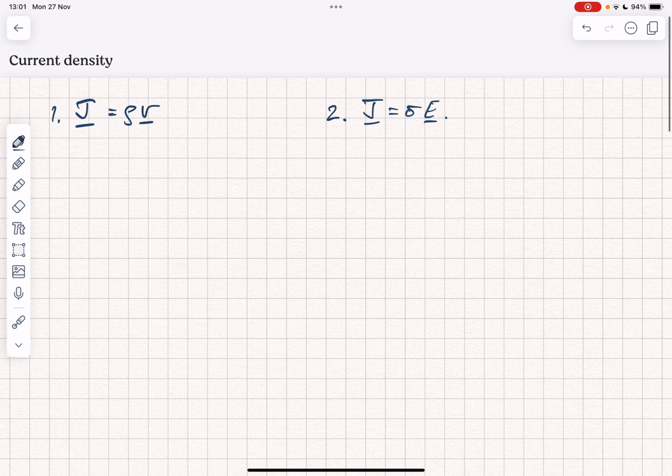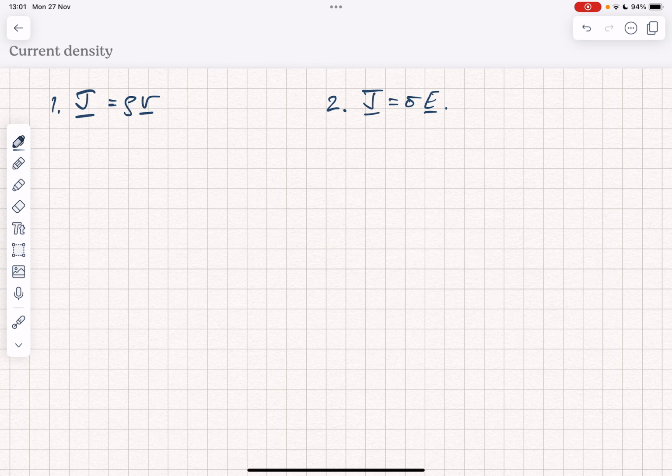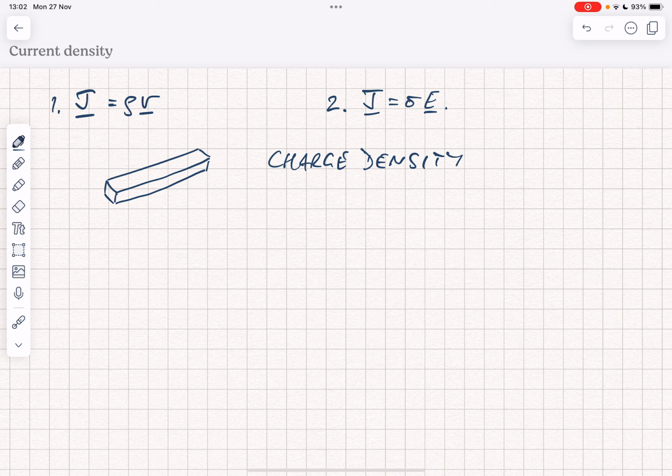Why do we say that J is equal to rho times v? The simplest way of looking at this is to consider a current flow with, let's say, uniform density, and just to think about a small tube of material. So we're assuming that we have a charge density, rho, in this volume, and we're going to assume that we've got the same charge density throughout space. And we'll assume that the average velocity, if you like, is given by v.